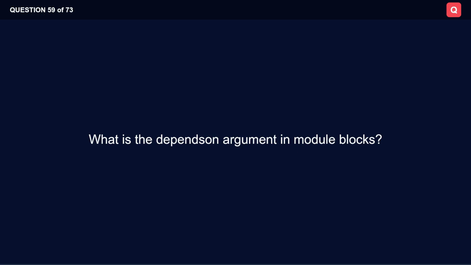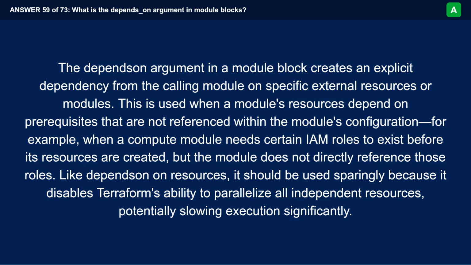What is the depends_on argument in module blocks? The depends_on argument in a module block creates an explicit dependency from the calling module on specific external resources or modules. This is used when a module's resources depend on prerequisites that are not referenced within the module's configuration. For example, when a compute module needs certain IAM roles to exist before its resources are created, but the module does not directly reference those roles. Like depends_on for resources, it should be used sparingly because it disables Terraform's ability to parallelize all independent resources, potentially slowing execution significantly.